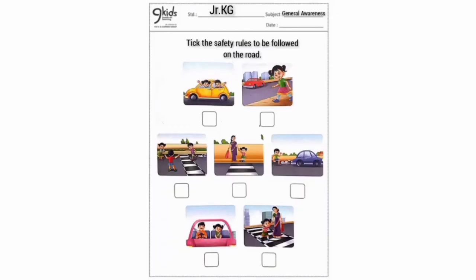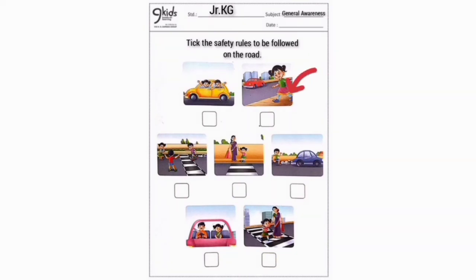So kids, now you all are aware of the safety rules and regulations followed on the road. So now I will give you one worksheet for the same. In this worksheet, you have to tick the safety rules to be followed on the road. In the first picture, kids are putting their hands and head outside the moving car. Are these kids following the safety rules? No. So we will not put a tick in this box.